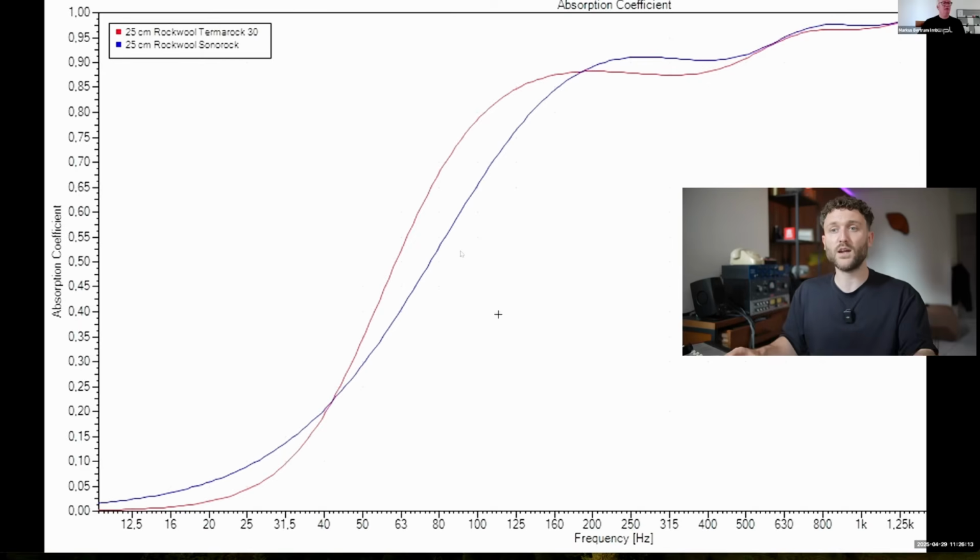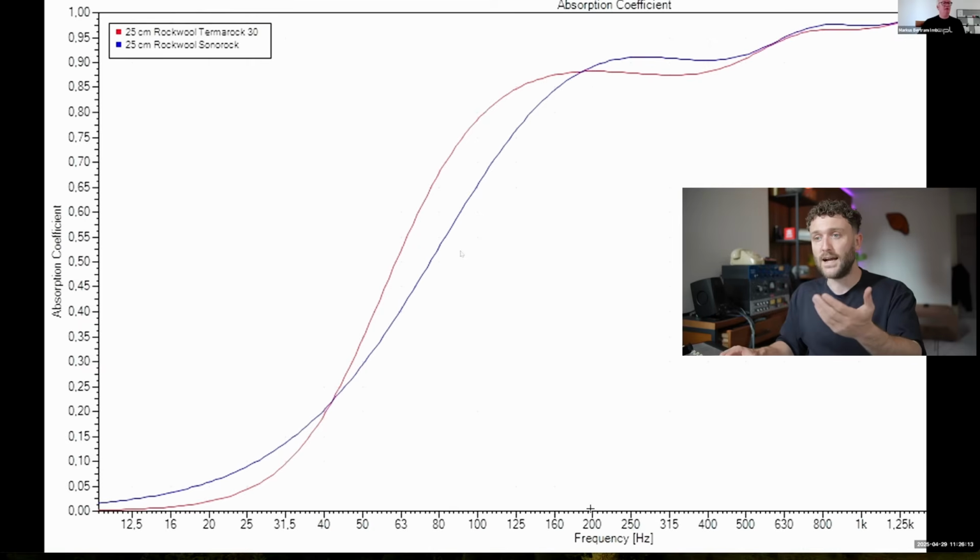So over here you can see that on the x-axis we've got 10 hertz to 1.25 kilohertz. So that's the frequency that we are absorbing. And then on the y-axis it shows you the absorption coefficient. So it's easiest to see these as percentages. An absorption coefficient of 1 means 100% absorption, and 0 is no absorption at all. So for example, if we look at 40 hertz in this model, then you see that about 20% of that gets absorbed.